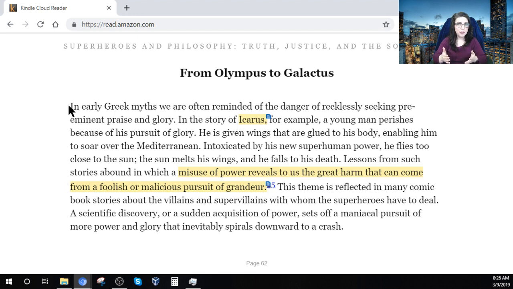So now that the authors have shown you that the pursuit of power and glory can be traced all the way back to classical times, they're going to relate it back to their comic book characters and back to society. They say lessons from such stories abound in which a misuse of power reveals to us, society, humans, the great harm that can come from a foolish or malicious pursuit of grandeur. This theme is reflected in many comic book stories about the villains and supervillains with whom the superheroes have to deal. So again, the misuse of power is a return sentence back to their thesis claim, and they are letting you know, hey, look, this isn't just right now in comic book stories. We can go all the way back to ancient classical times, and we can see the same lesson that we are currently seeing in these comic book stories.